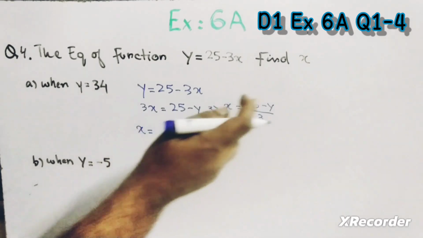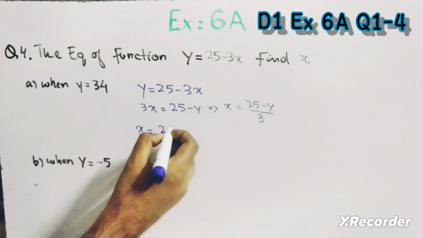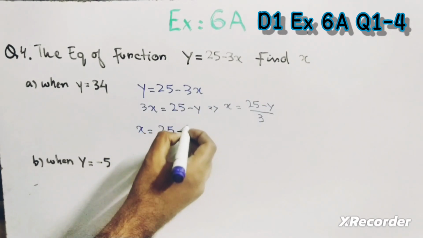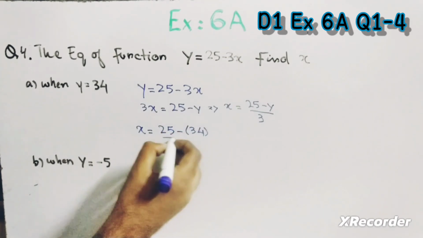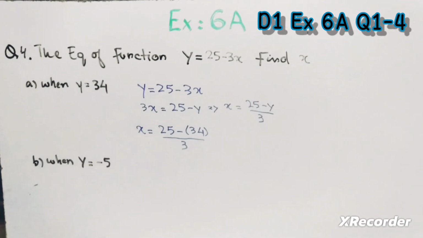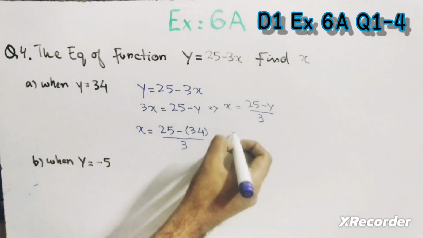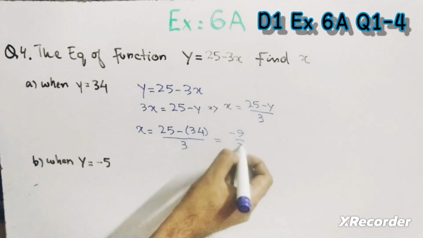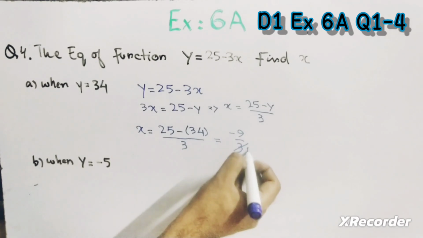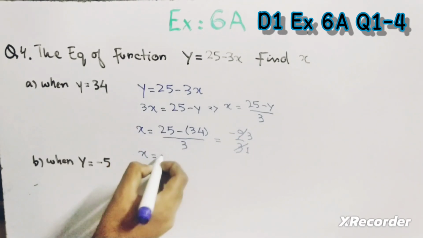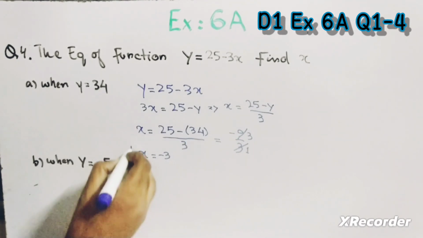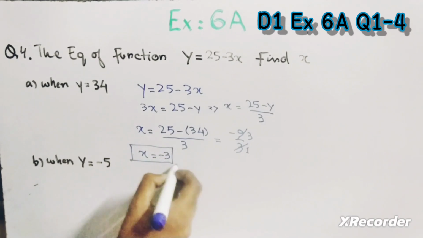x is equal to 25 less 34, upon 3. 25 less 34 is -9. 3 times 1 is 3. 3 times 3 is 9. So our x will be -3. That is the first part.